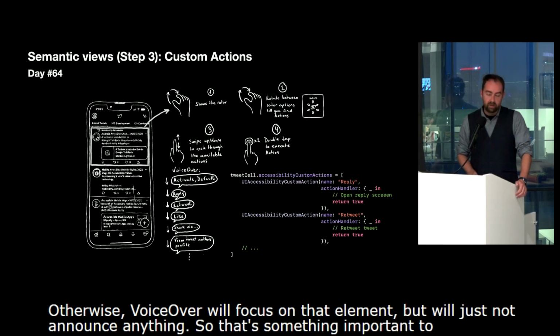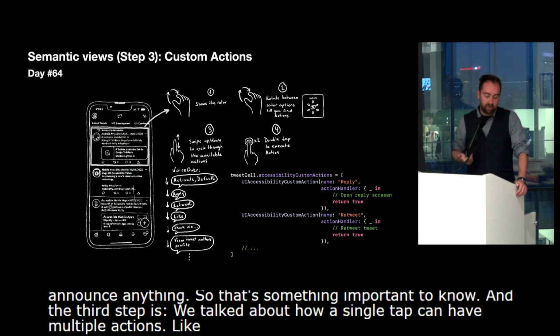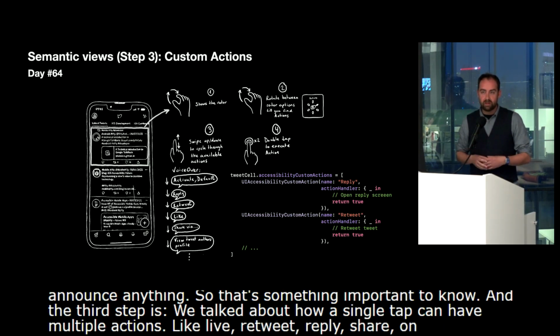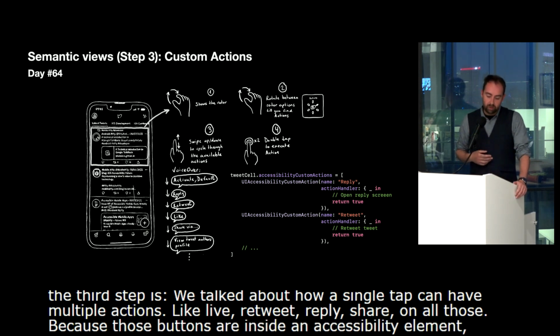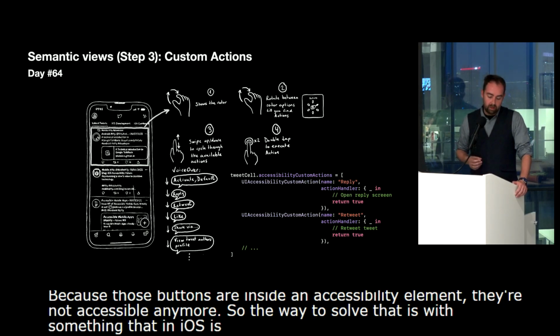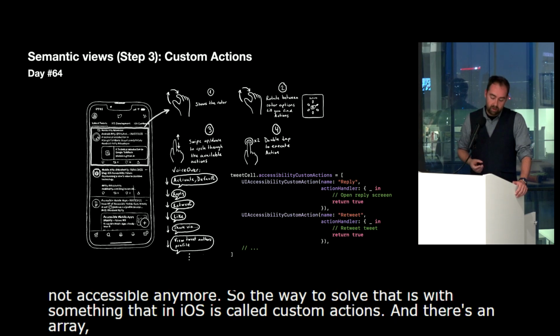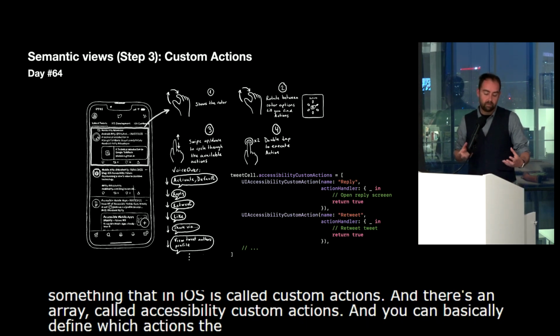And the third step is, we talked that a single tweet can have multiple actions, like retweet, reply, share, and all those. So because those buttons are inside an accessibility element, they're not accessible anymore. So the way to solve that is with something that in iOS is called custom actions. And there's an array called accessibility custom actions, and you can basically define which actions the user can do with that element.